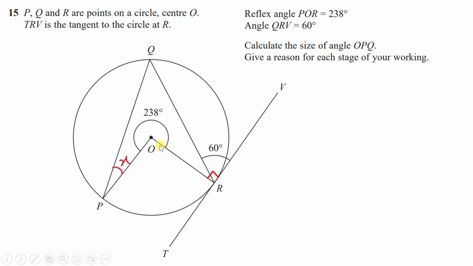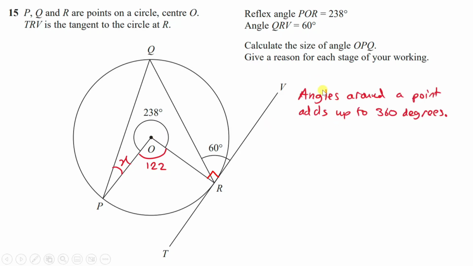Now, what I like to do is always start from something that looks quite straightforward. So let's always start with the center. Anything that adds up to either 360, or a triangle as 180. In this case, we've got a point. So because we know that this angle is 238, we can just find the difference between this and 360, which is 122. And we can give a reason for that, because you have to give a reason every step. We can say, and this is what I said earlier, angles around a point add up to 360.